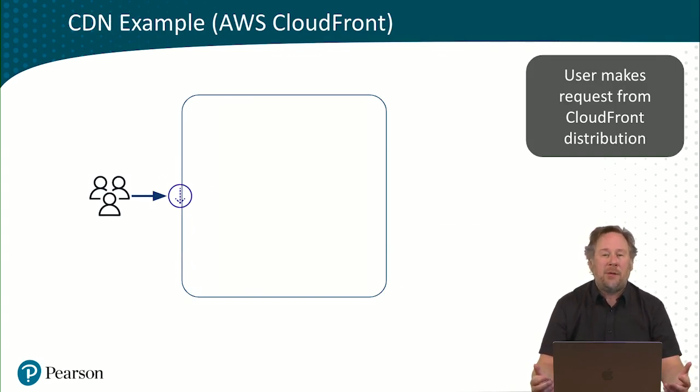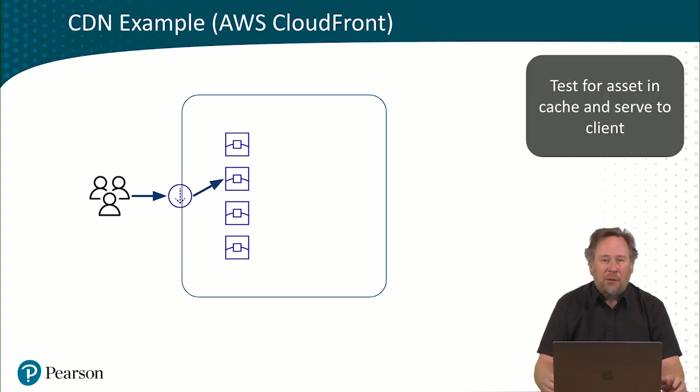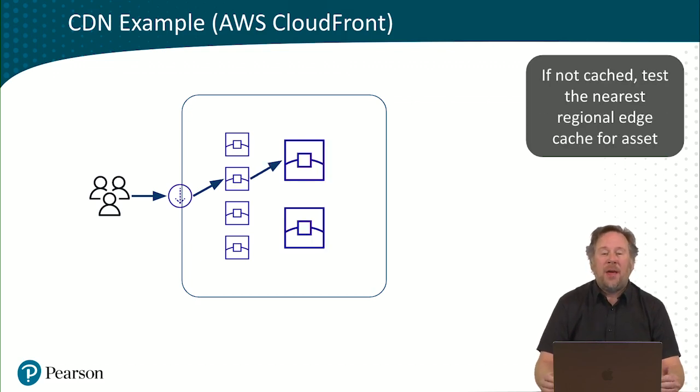Let's say that a user makes an HTTP or HTTPS request for an asset. CloudFront is going to identify which of the various data centers that operate as edge locations are closest to that end user. If that edge location has the asset already cached, it's simply served back to the client. But if it doesn't, then it's going to reach further and test what they call the regional edge caches to see if the asset is there instead.